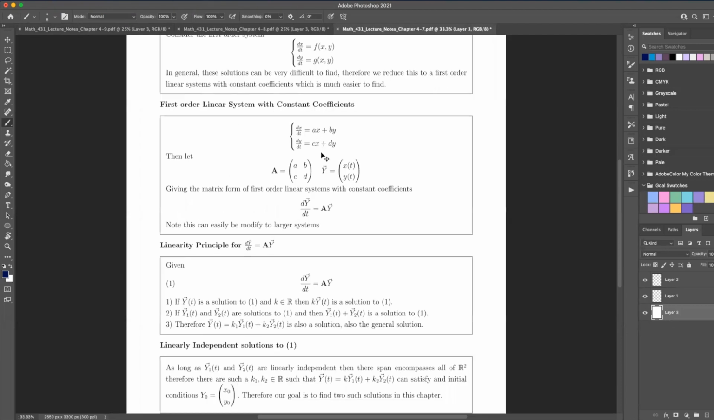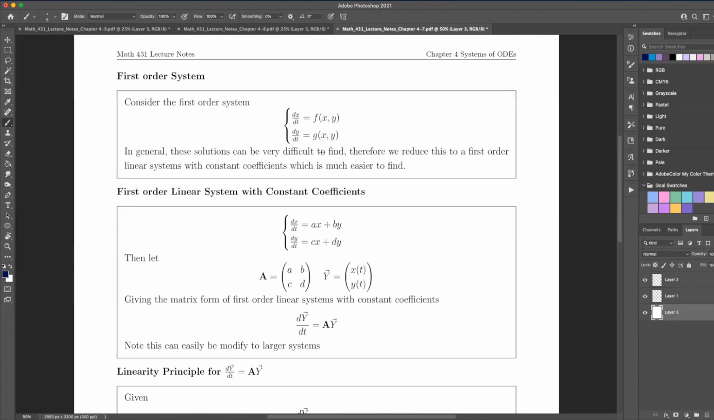All right, so let's go back into it. Let's get some nomenclature. A first order system: if we're given a system, the functions can have both x and y as variables. So each derivative can be a function of x and y. This is the way we're going to leave it for now.